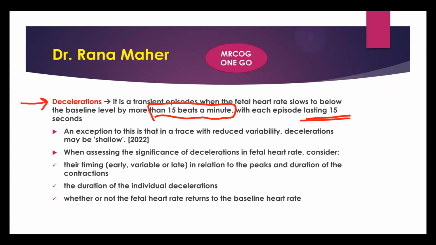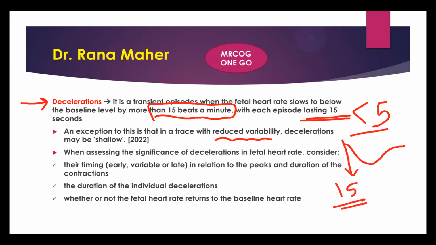So if we have reduced variability, so now already this baby has variability less than 5. We may find a deceleration, but it will be a shallow deceleration. So this deceleration will not be 15 beats. So can we count it as a deceleration or not? Yes. If we have reduced variability, any shallow deceleration of less than 15 beats, we will count it as a deceleration. And this is new in 2022.